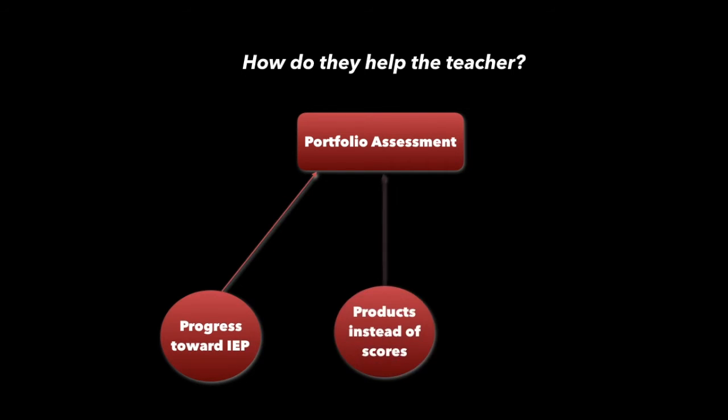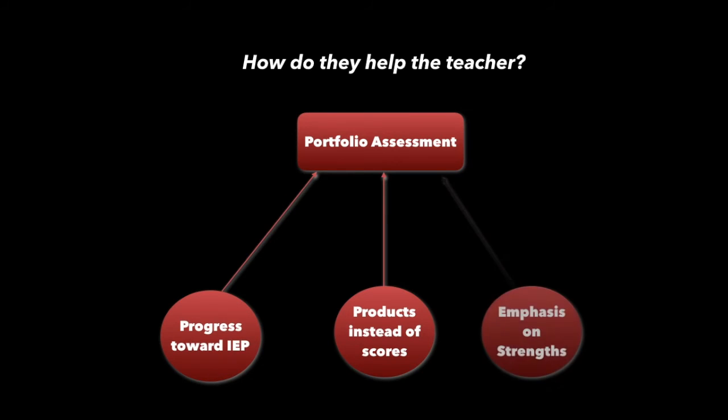It does focus on products instead of scores. So notice it's not as process oriented as, say, the performance based, but it looks at the product. What was the outcome? What were they able to do? Did they manage to demonstrate that they know what's going on here? And there's an emphasis on strengths. We want to focus on the strength of the student instead of their weaknesses.